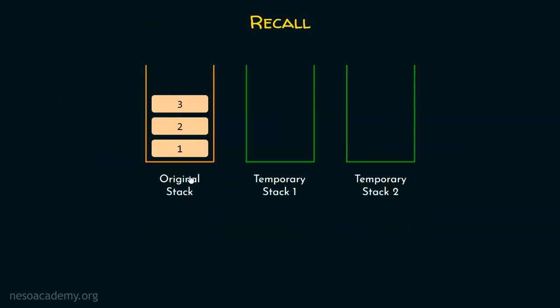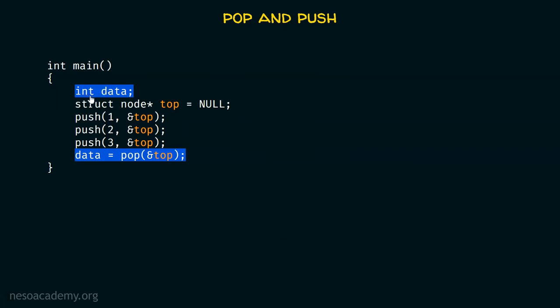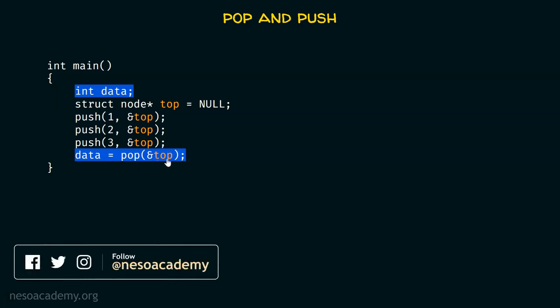After this, of course, the original stack will look like this. Now we want to pop an element from this stack and push this element onto the temporary stack 1. This is the requirement, right? For this, first we have to declare this data variable, then we have to call the pop function, and to this pop function we have to pass the address of the top pointer. And we know that pop function will return the data, that is the topmost element of the stack, and we will store that value inside the data variable.